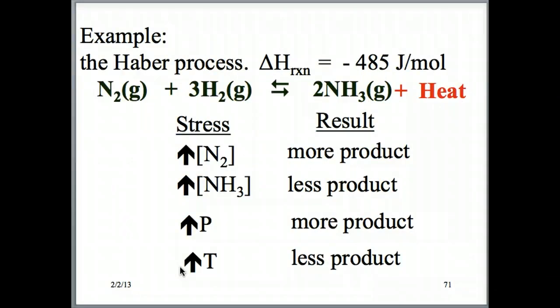In summation, we have the Haber process here, which is an exothermic reaction, which means it's plus heat. If I add N2, I make more product. If I add product, I get less product; it shifts back the other way. If I add pressure, I get more product. Remember, we said that this was done at high pressure. If I add temperature, you get less product.